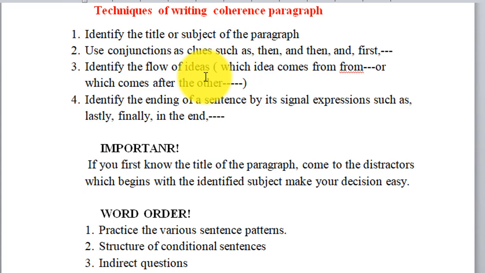The other very important point here is to identify the ending or the conclusion of the paragraph by looking for the summary signal expressions for summarizing the paragraph.